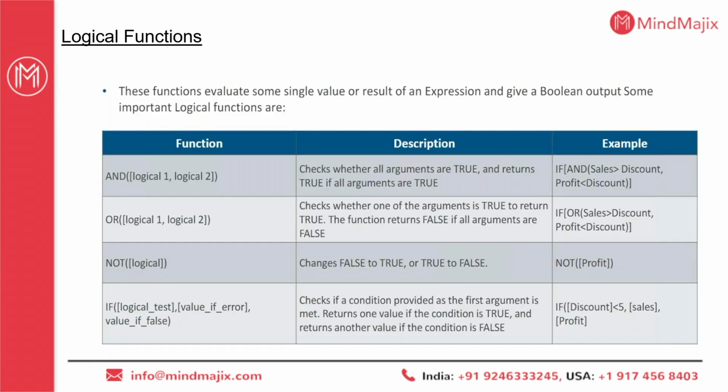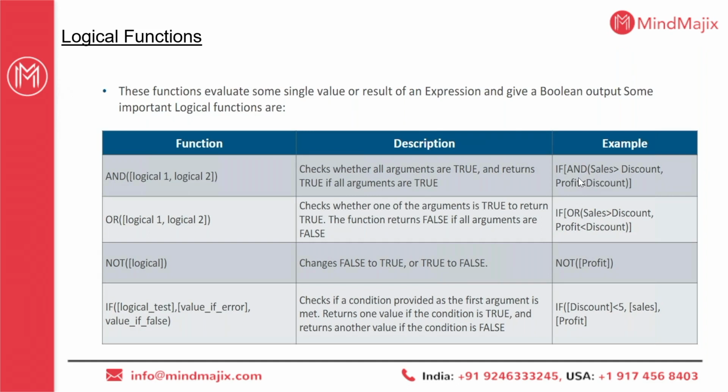Now let's come over to the logical functions. These functions evaluate a single value or the result of an expression and give a Boolean output. Some important logical functions are AND, OR, NOT, and IF, which we've already covered. AND is a function which checks the arguments, as you can see in the example here. It says if sales greater than discount AND profit less than discount. So this basically consists of two scenarios. You have to consider two scenarios together, so you will use the AND function.